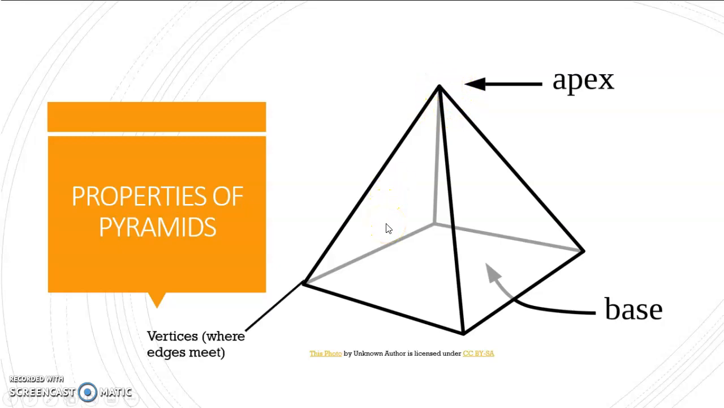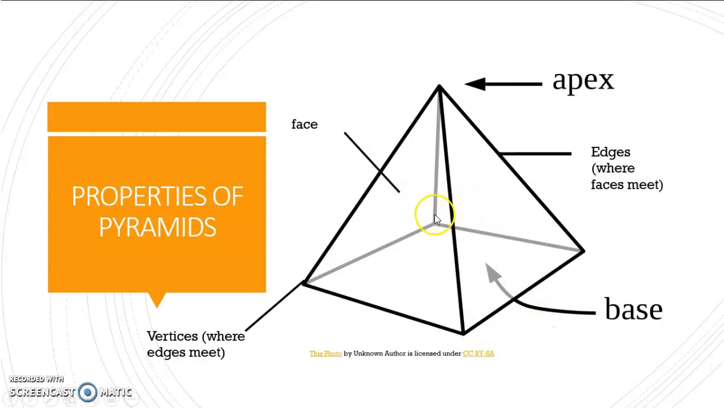So if we look, we still have our vertices where the edges meet, with a special type of vertex called an apex at the top. We still have our faces and we have our edges where our faces meet. Now, also the shape of our faces is different from a prism. A prism will have rectangular or square faces, whereas pyramids will always have triangular faces.